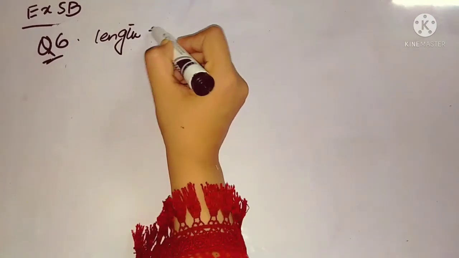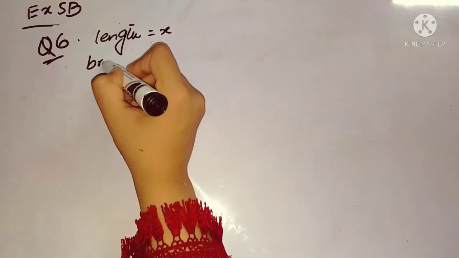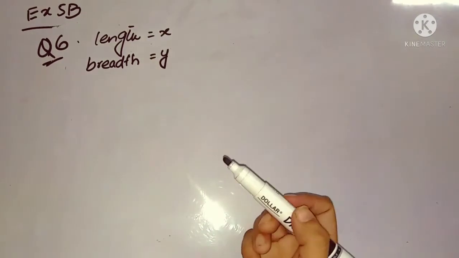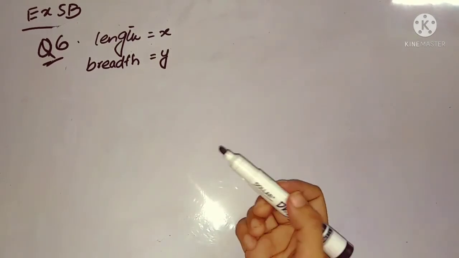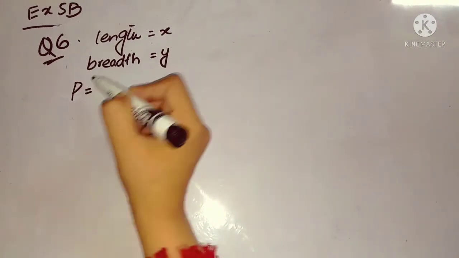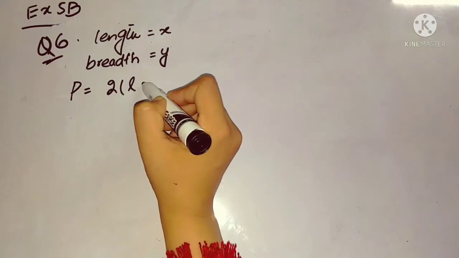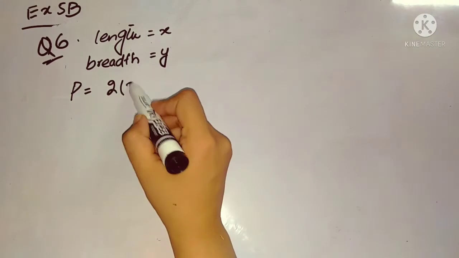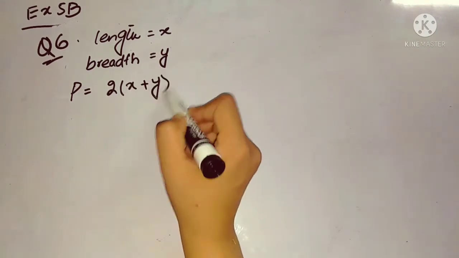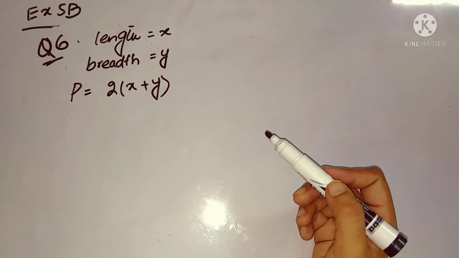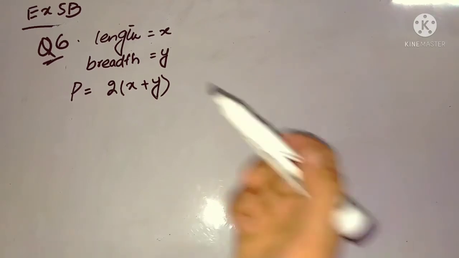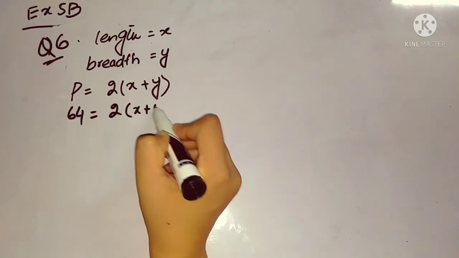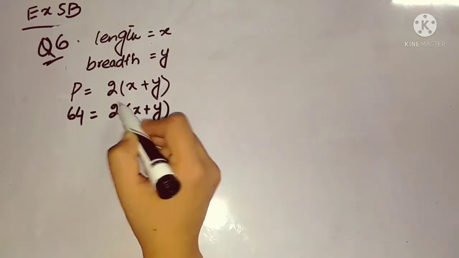Okay, students, here is question number 6. The perimeter of a rectangular campsite is 64 meters and its area is 207 meters squared. Find the length and the breadth of the campsite. Actually, students, we do not know the two numbers, so we do not know the length and breadth. So we will assume the length is x and we will assume the breadth is y.